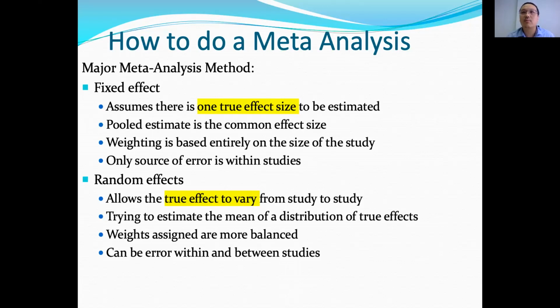What we do is more like a panel regression model. We have to see whether the fixed effect model or the random effect model is more suitable. These are the two major ones. Normally, we will choose random effect because fixed effect assumes there is one true effect size, one true relation that exists among all the studies, which means the results from different empirical research on the same subject tend to conclude the same result.